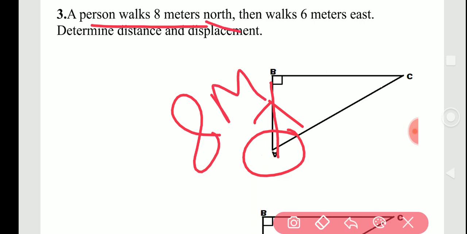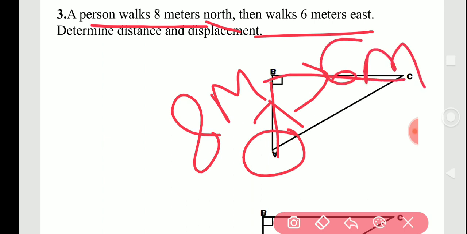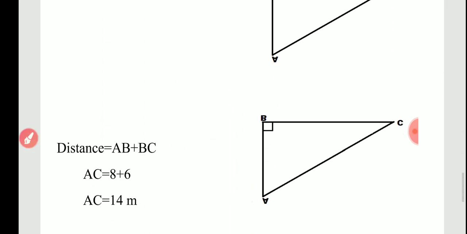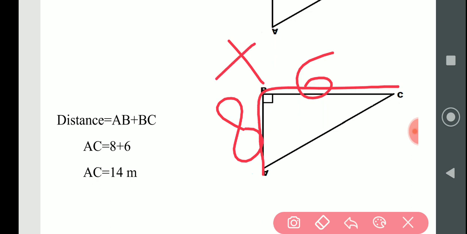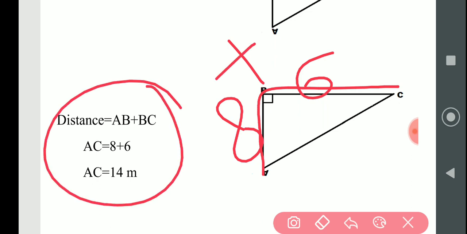From there he walks 6 meter east. So what is the east direction from B? That direction. So B to C distance is given as 6 meter. We have to find the distance and displacement. So here this distance is 8, this distance is 6. What is the total distance? How can we find it? By adding 8 plus 6, 14 meter is the distance covered by the person.